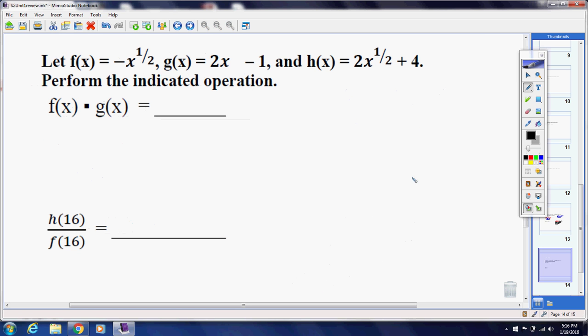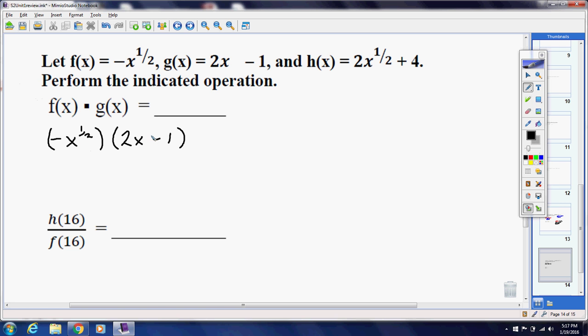All right, next one I have here. Okay, multiplying functions. f of x times g of x. f of x is listed right up here. It is negative x to the 1/2. And I am multiplying this with g of x, which is 2x minus 1.